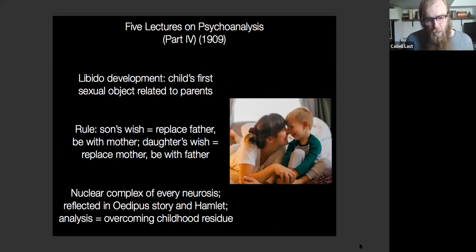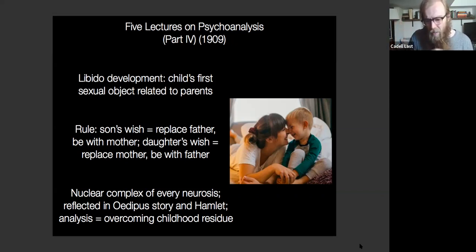So libido's development, the child's first sexual objects are related to the parents. And here we get to the core understanding of what's going on in the unconscious motivation. Freud is here saying this as a rule, quote unquote, that the son's wish is to replace the father and be with the mother, whereas the daughter's wish is to replace the mother and be with the father. And that what is being expressed at the core of our dreams, at the core of our unconscious psyche, at the core of our unconscious motivations, is this basic simple mechanism, which is, again, there's something endearing and cute about it, and also something extremely disturbing and almost horrifying about it.